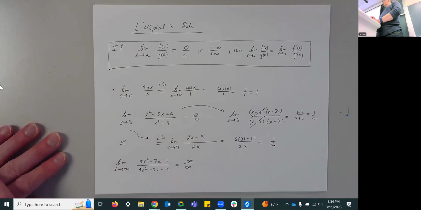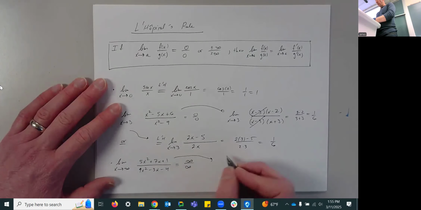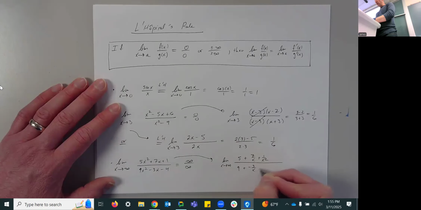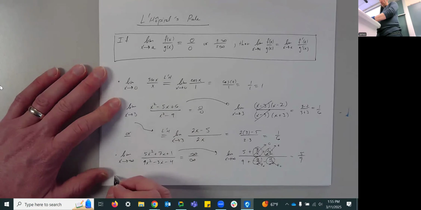And instead of doing that shortcut or dividing the top and bottom by x squared, which is also right, that's how we would usually actually show the work there, you would divide the top and bottom by x squared and say you had 5 plus 7 over x plus 1 over x squared, and then on the bottom 9 minus 3 over x minus 4 over x squared. And then all those things being divided by something getting large get really small. But we could also use L'Hopital's rule.